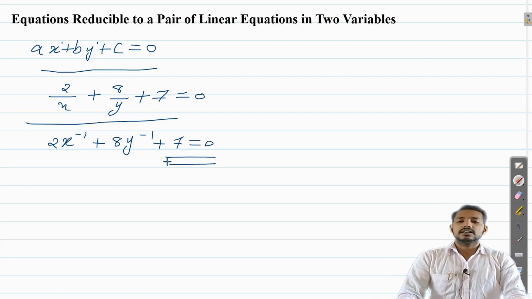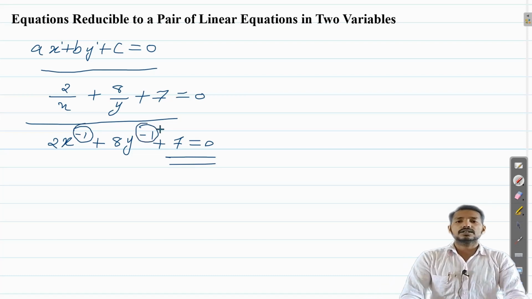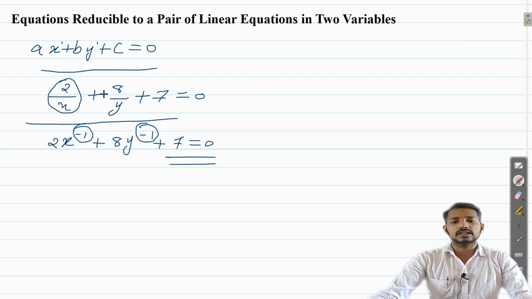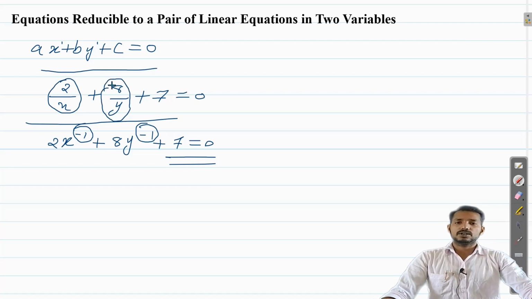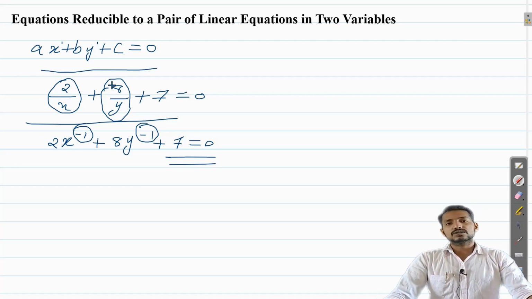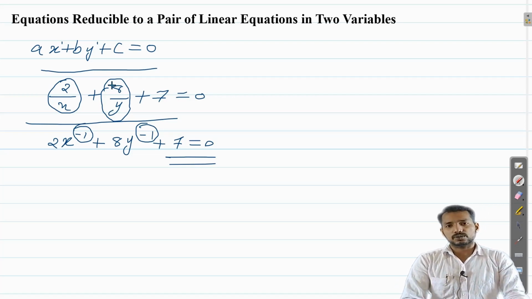So in this case, it is not in the linear form, but still we can solve these types of pairs of equations for the given variables. We need to reduce this equation into linear form by assigning some other variables. That is what we are going to discuss in this video. So I'm going to take some questions from exercise 3.6 to solve these types of equations.